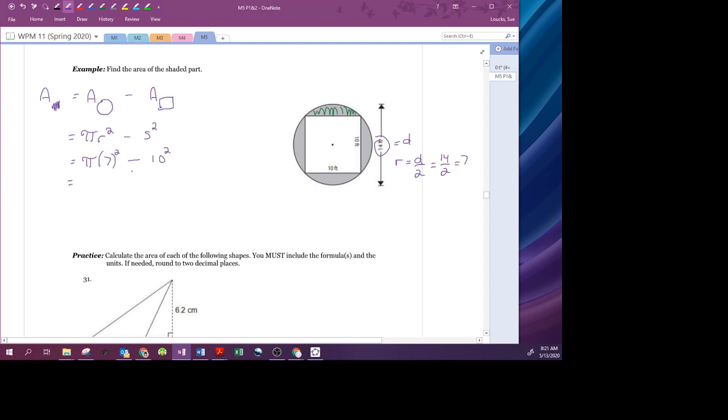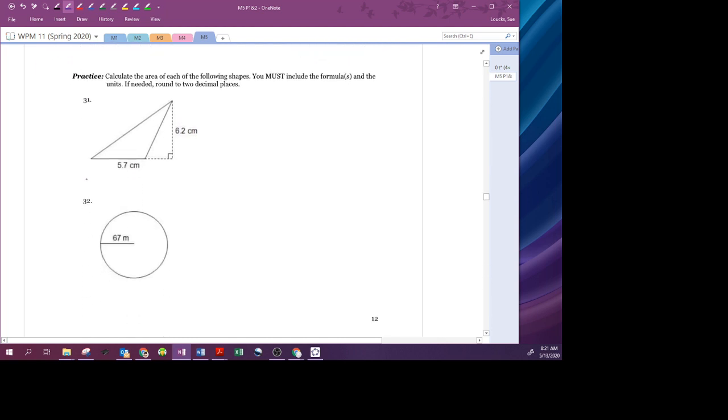So this equals 53.9, and it's in feet, so it's feet squared. All right. So the tricky part of that, if you even want to call it that, was figuring out what shapes we can use and how to combine them. All right. Do the practice. A couple of pages of practice this time, and I will see you on page 16.